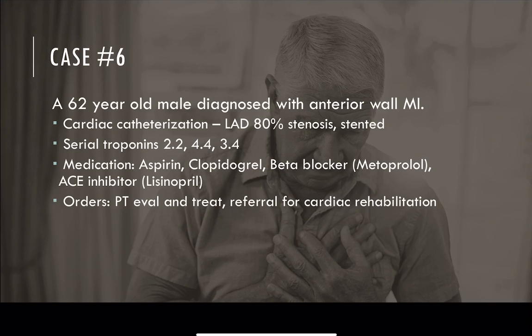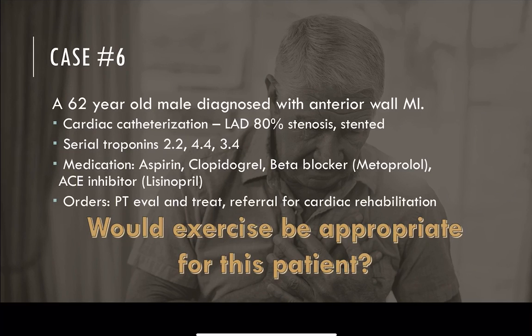So here's our patient. 62-year-old male diagnosed with anterior wall MI. Went through each of these, I think, in pretty good detail. And we are now wanting to start phase 1 cardiac rehab. Would exercise be appropriate for this patient? We said, was there any reason that you wouldn't treat from a physical therapy standpoint?